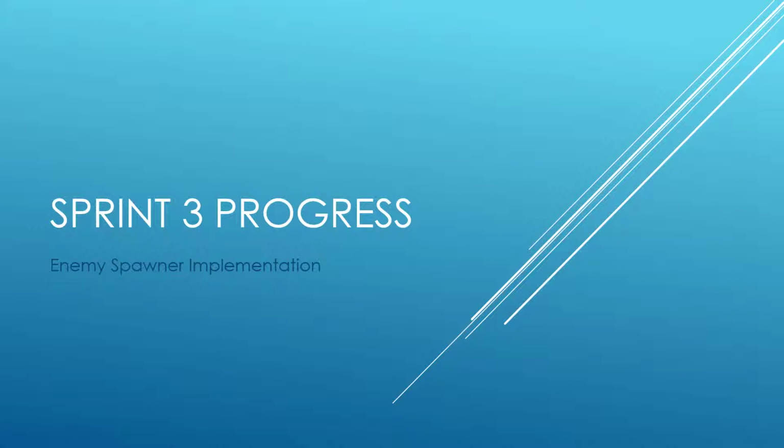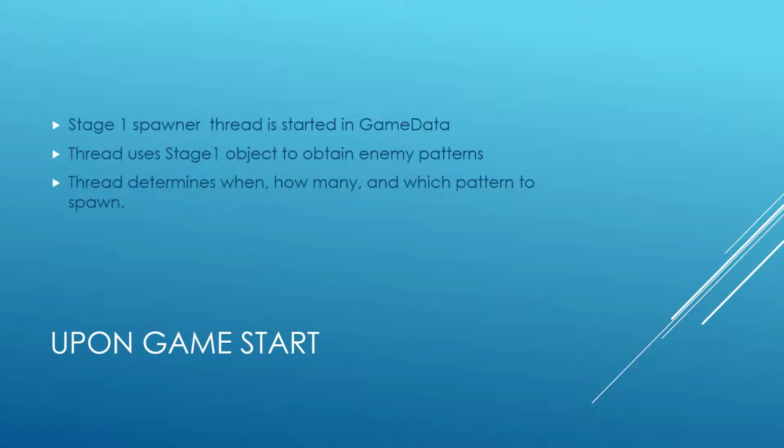In this sprint, I'm working on the enemy spawner implementation for each stage. When the game starts, the stage 1 spawner is started when stage 1 starts, which is obviously the first stage of the game. That stage 1 spawner is a thread that creates a stage 1 object and then uses that object to pull out different enemy objects that have patterns built into them. And the thread itself determines when and how many and which pattern to use.